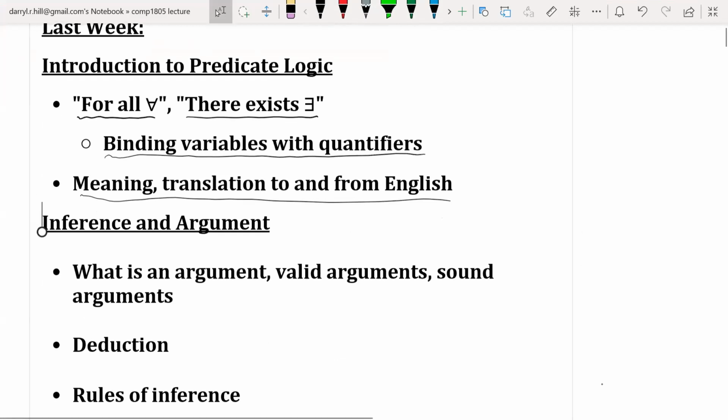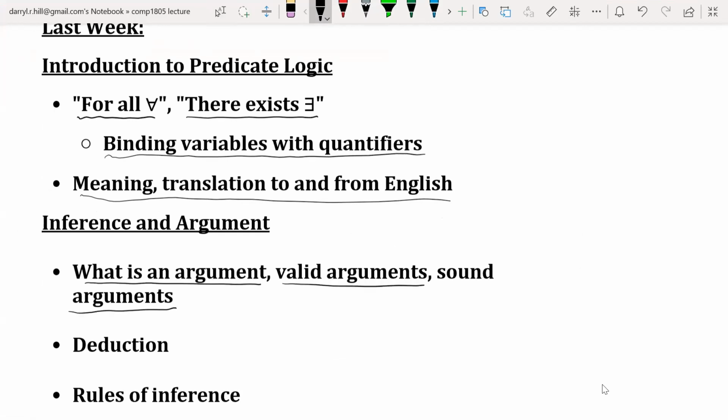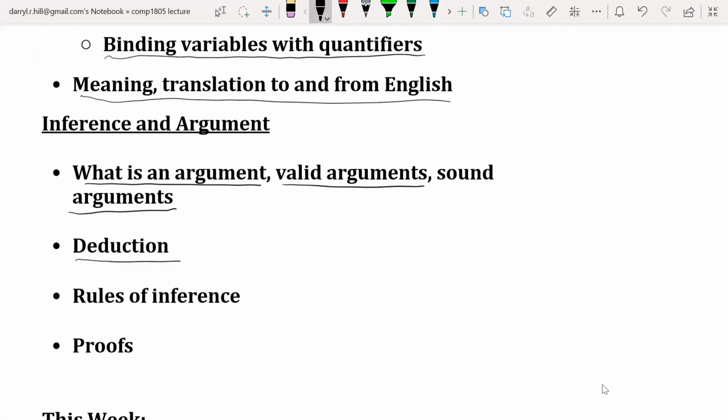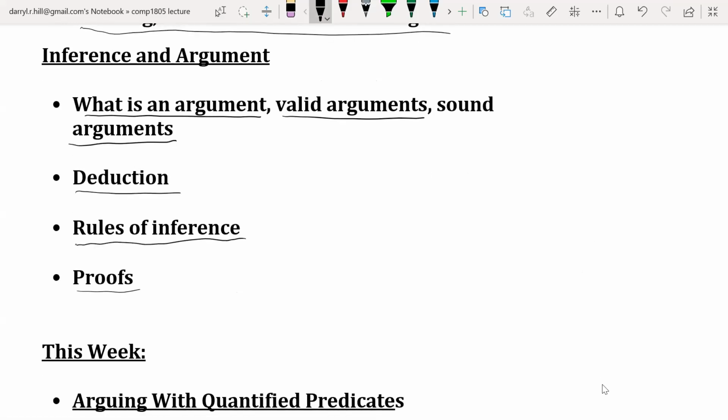And then we started in on inference and argument. So we looked at what is an argument, what's a valid argument, what's a sound argument. We looked at what a deduction is, some of the rules of inference, and then what a proof is. And basically an argument is an implication and a proof is a very complicated implication. So in a sense, these are not too different: arguments, deductions, and proofs. It's just the deduction and the proof can be more complicated. They can have more steps.